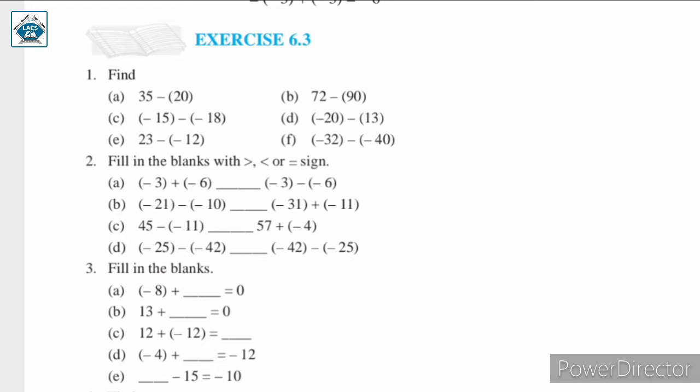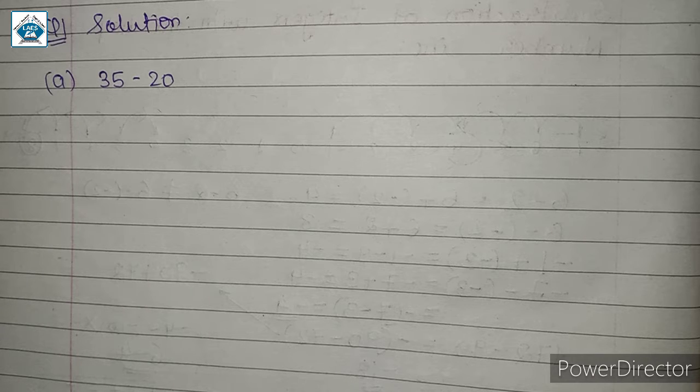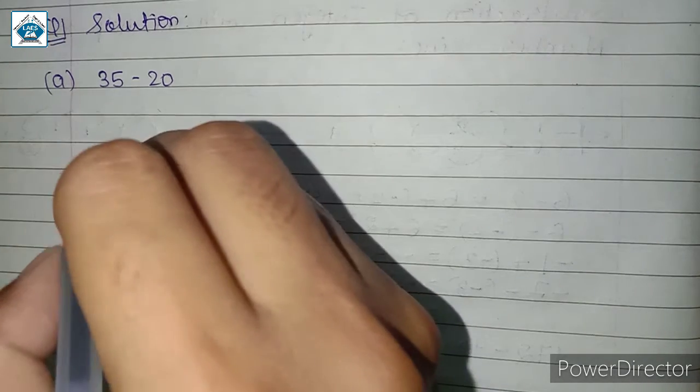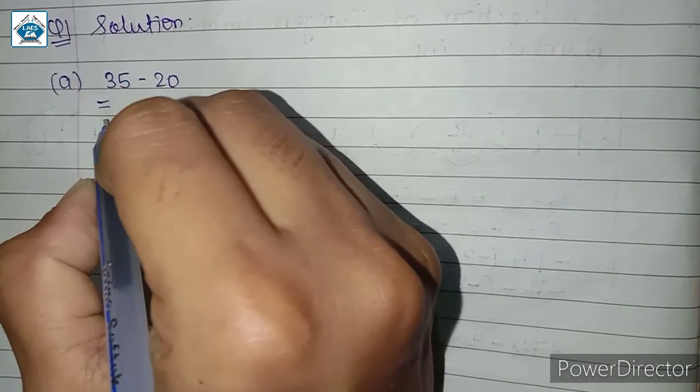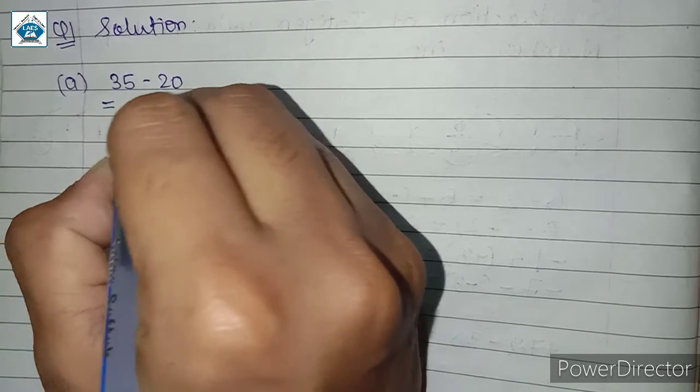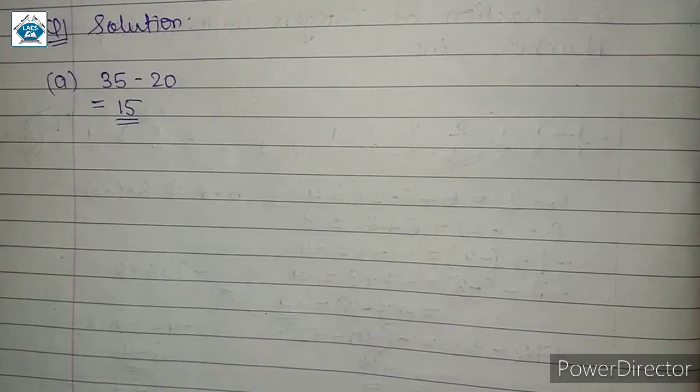Let us now begin exercise 6.3, question number 1. Find first 35 minus 20. So here we have to find the answers of this question. So let us see the solution. So in this question you have to find 35 minus 20. Okay, so simply you have to subtract 20 from 35. So nothing new, this is as usual which you used to do earlier. So here you have to do 35 minus 20, then this will be directly equal to 15.